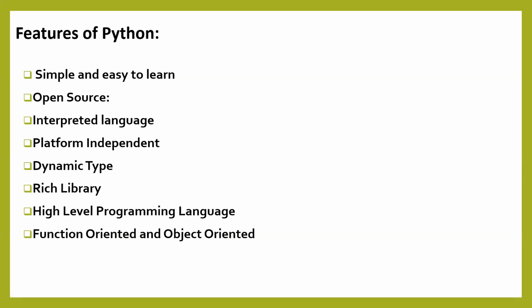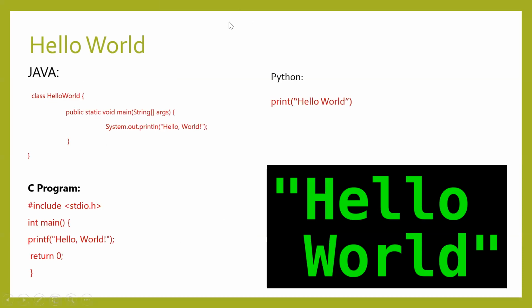Yeah, you can see the difference between different languages. Okay, so you can see if I want to print hello world, the output must be hello world. So how a Java programmer can write the code, how a C programmer can write the code, and how a Python programmer can write the code.